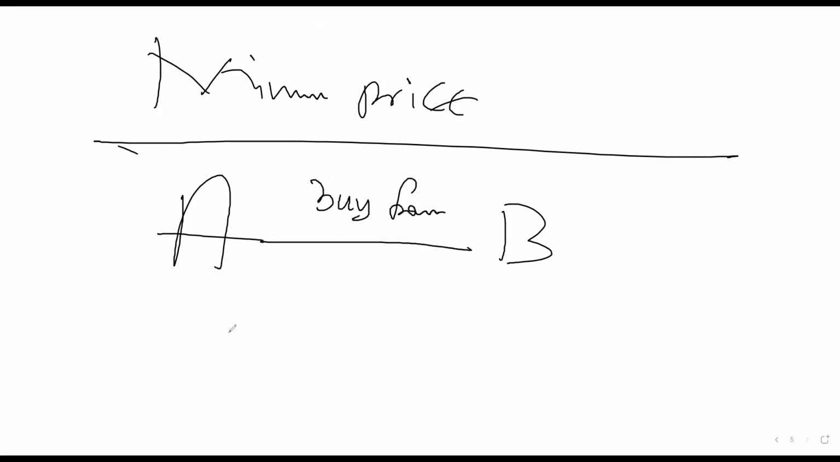Who is the receiving company? Which company is receiving the goods? Which company is transferring the goods? B is transferring the goods. Good. So this is the one doing the transfer, and this is the one receiving the goods. Who receives payment? Who will collect money? B will collect money.